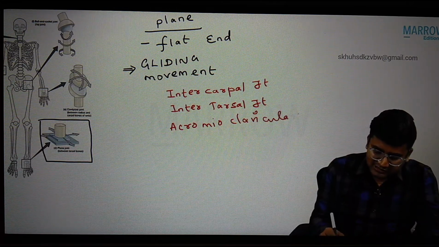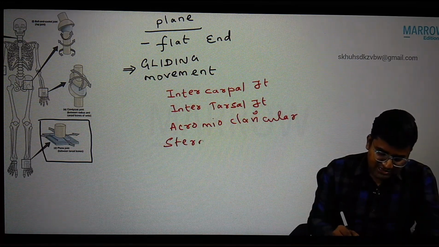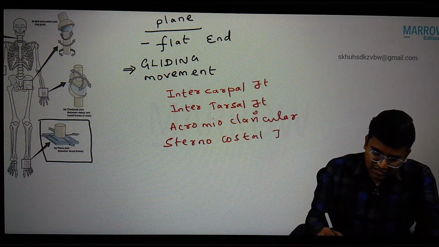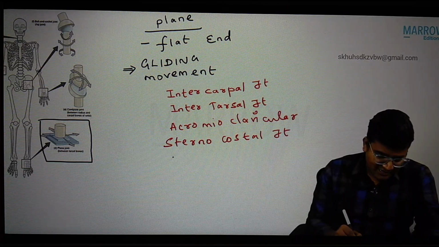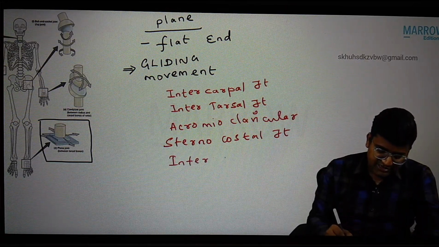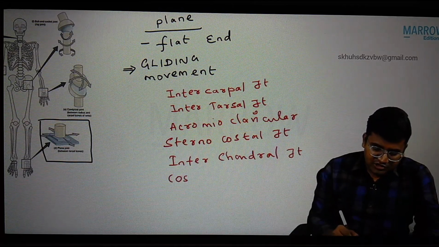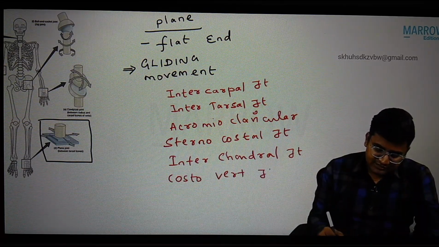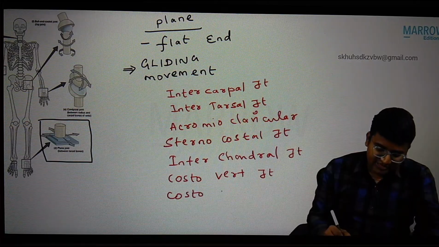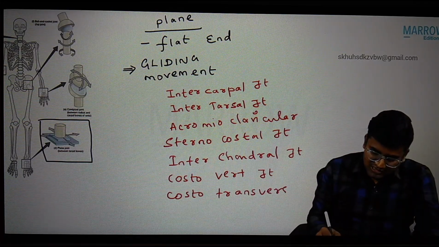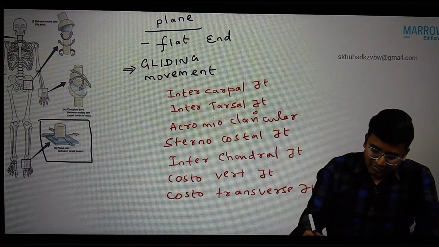Acromioclavicular joint. Sternocostal joints. And then our interchondral joints. Costovertebral joint. Costotransverse joint. So all these are plane type of synovial only.